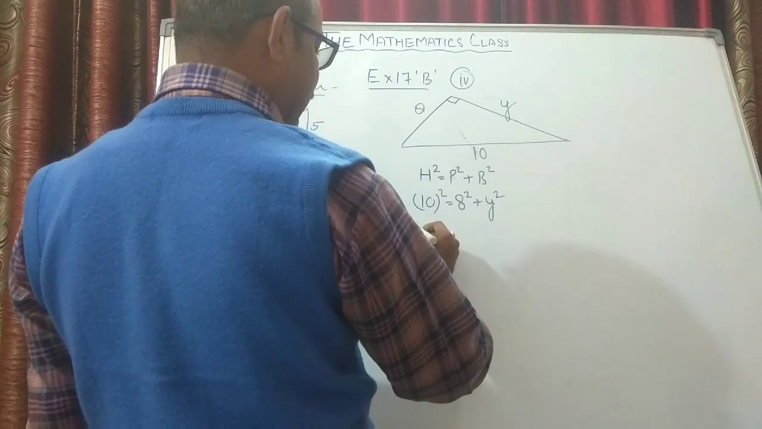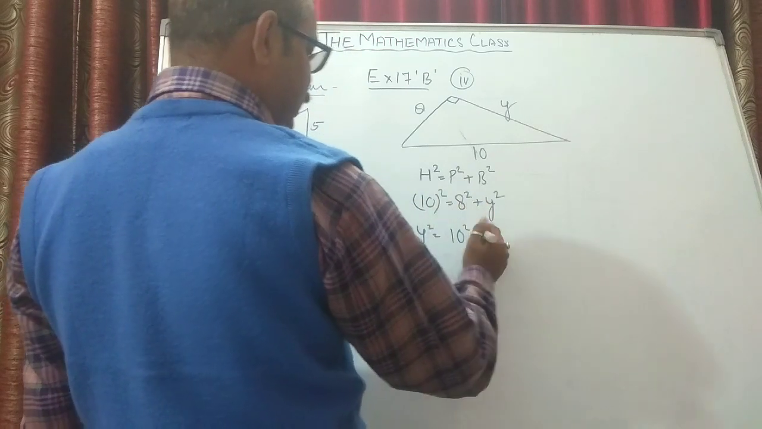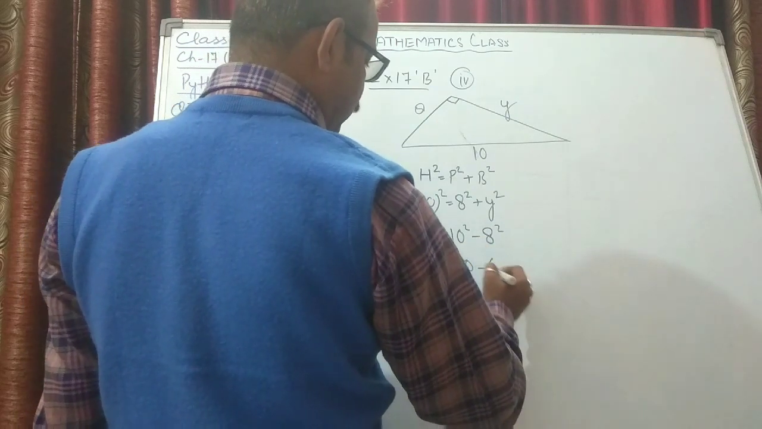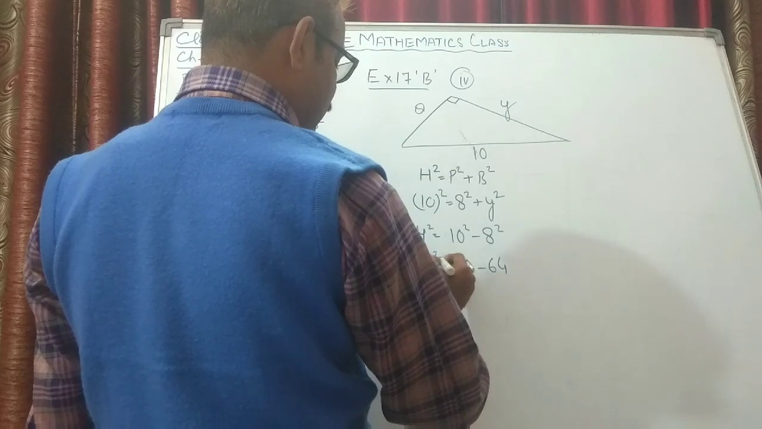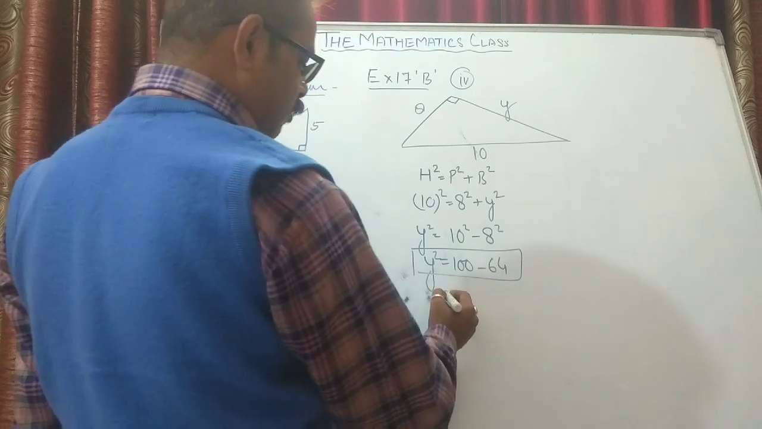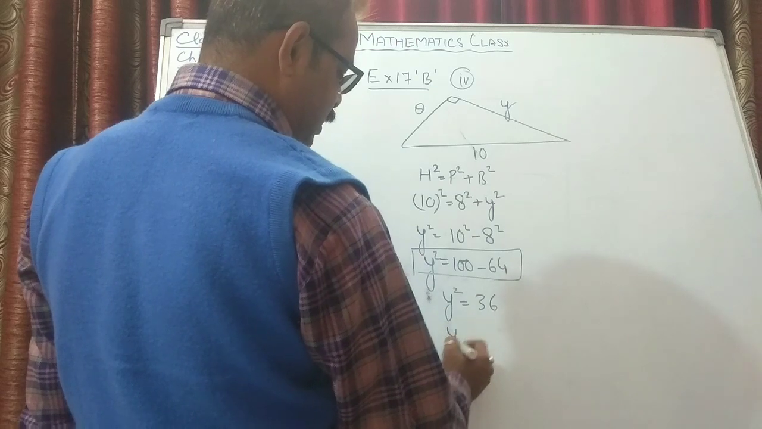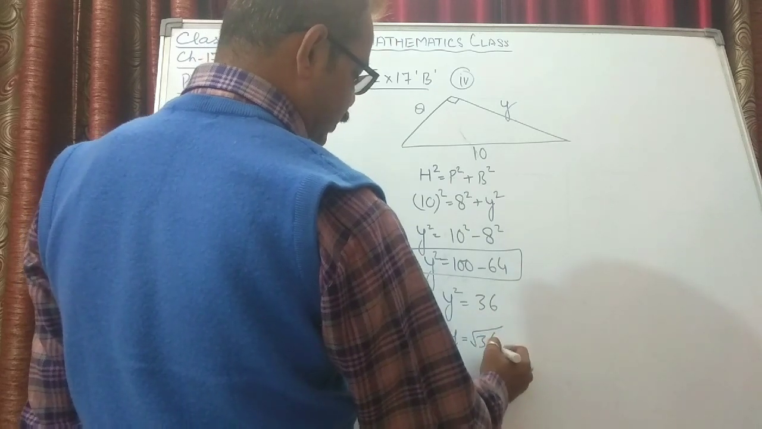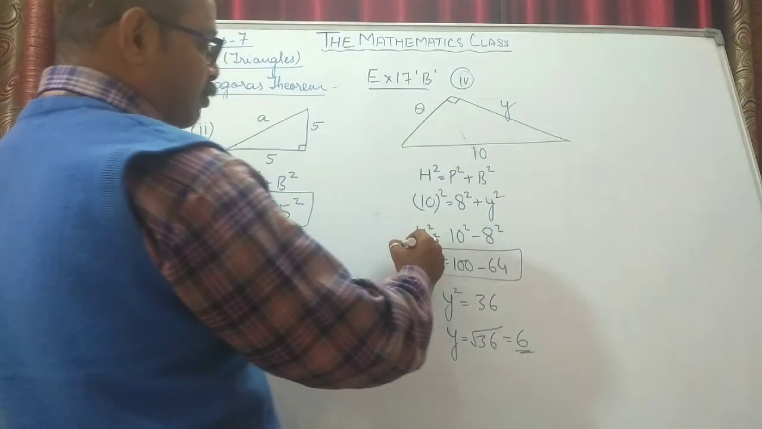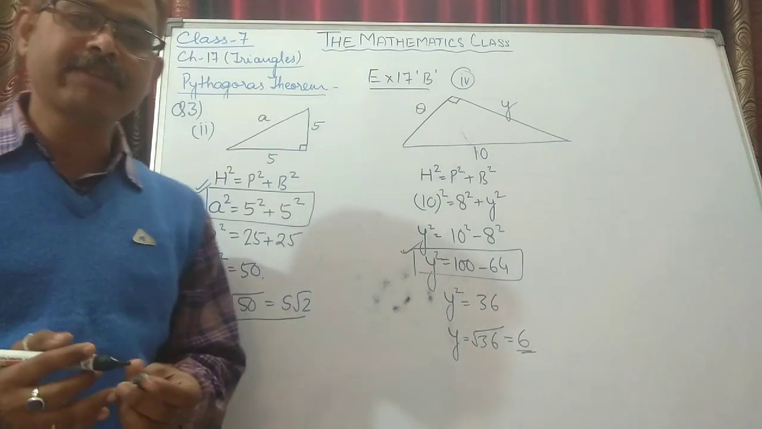So y square can be written as 10 square, and 8 square comes to this side, minus 8 square. So 10 square is 100 and 8 square is 64, that is y square. So this is the expression. They say find the expression, this is the expression. Now if you want to solve it out, y square is equal to 100 minus 64, which is 36. So y will be under root 36, and root of 36 means 6. So 6 is the value of y. But in the question they only say write an expression. So this is the final answer, or this would have been the final answer.